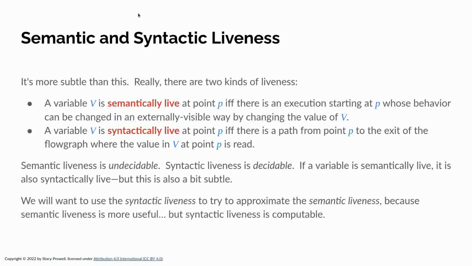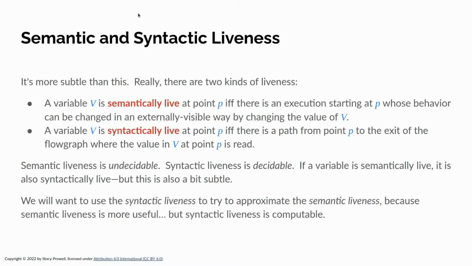Of course, everything is more complicated than you think it is, because computers are always more complicated than you think they are, right? They're basically just machines for creating problems. So really, there are two kinds of liveness that people like to talk about. A variable is semantically live at some point in the execution of a program if, when I change its value at that point, it changes something that's externally visible in the program later.